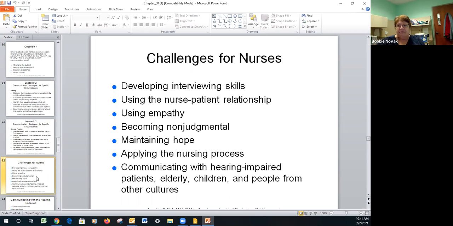Maintaining hope. Do not let the situations get you down. Always maintain your hope, okay? Hope for you, hope for your patient, hope for the world. We always apply the nursing process, and as nurses, you're going to be applying the nursing process throughout your lifetime, every day, in every situation you're in, after you start getting into the habit of looking at assessments, problems, plans, implementation, and evaluation, okay? And then we have challenges for communicating with hearing impaired, elderly, children, and people from other cultures.